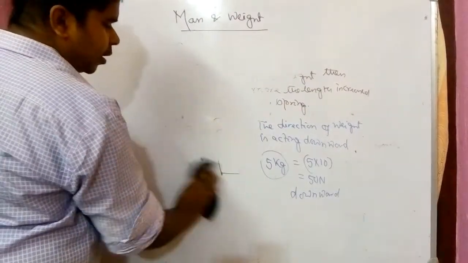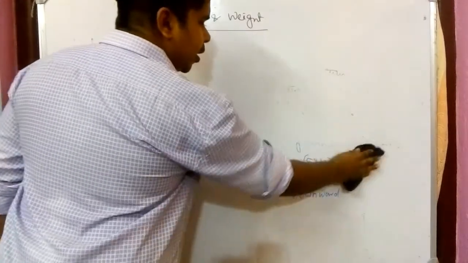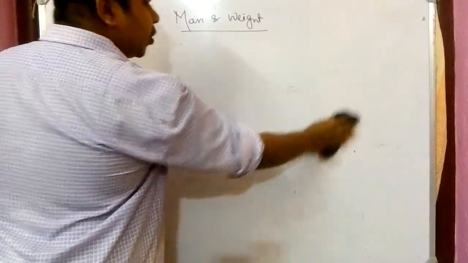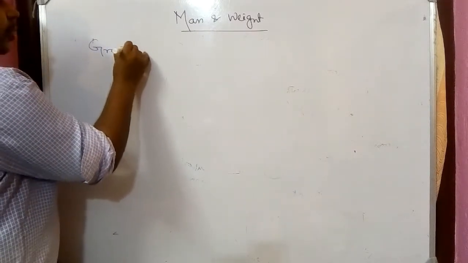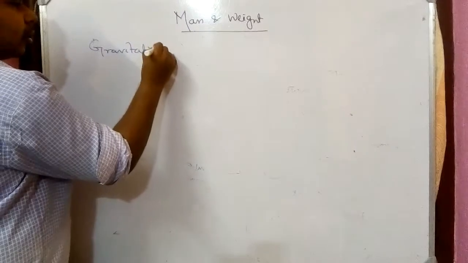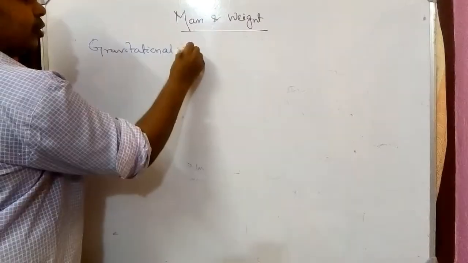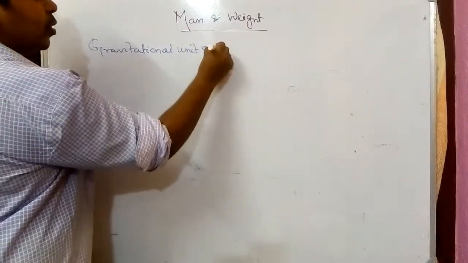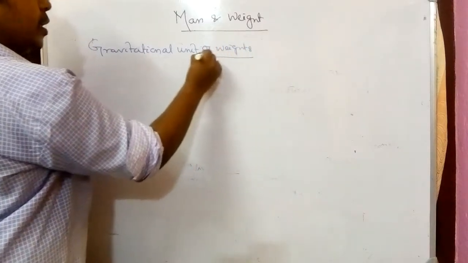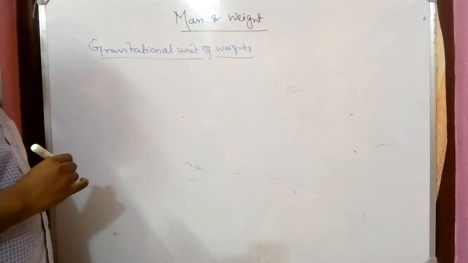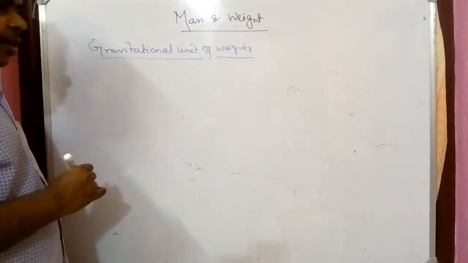You might be asking, sir, we have discussed the CGS and SI units. Apart from this, is any other unit given? Yes, my dear, there is another unit, that is the gravitational unit of weight. Let's see what the gravitational unit of weight is.